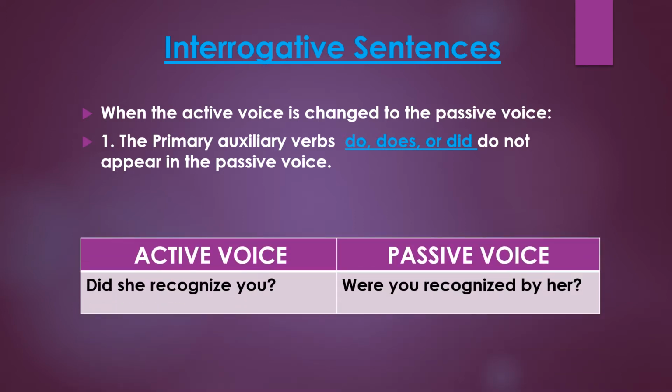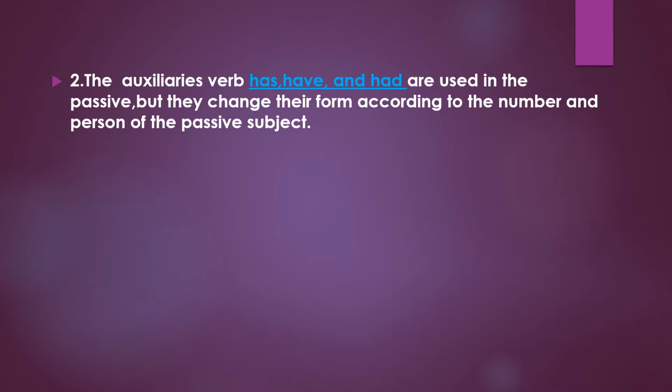For example, did she recognize you? This is an interrogative sentence in active voice where did is the primary auxiliary verb. When we change the same into passive voice, did does not appear here. It becomes, were you recognized by her? Second point is, the auxiliary verbs has, have and had are used in the passive, but they change their form according to the number and person of the passive subject.